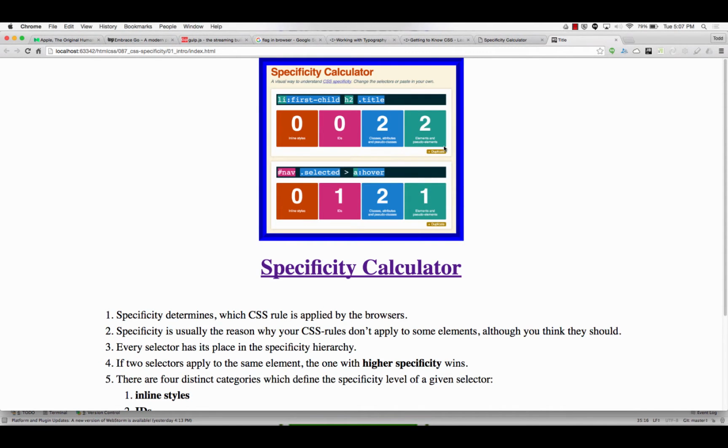Okay, so we're going to talk about CSS specificity now. When you have conflicting CSS selectors, how do you resolve that? Or which one is going to be applied?